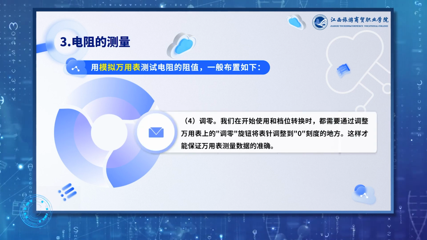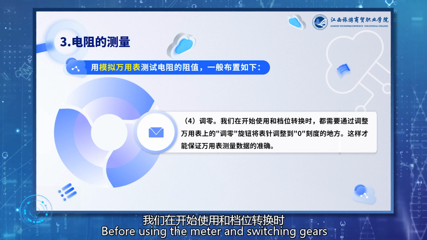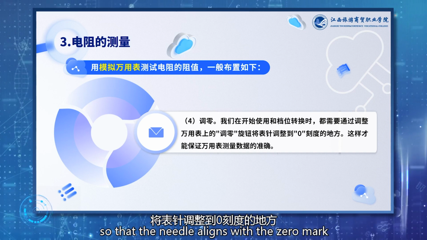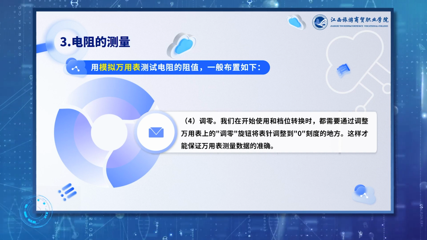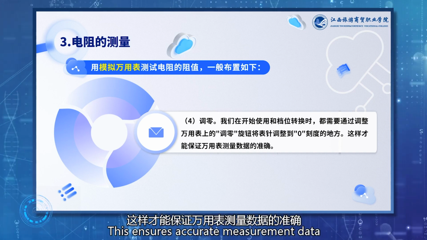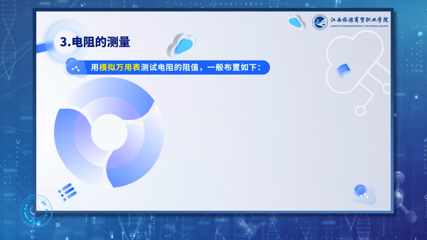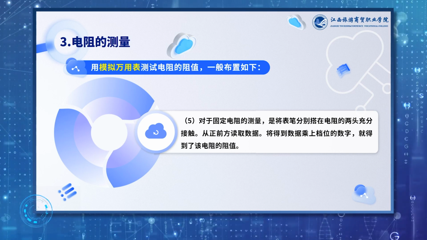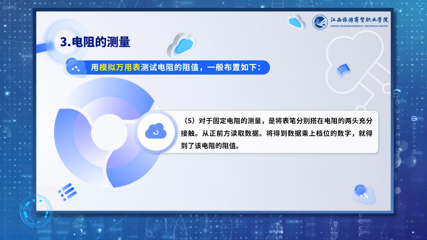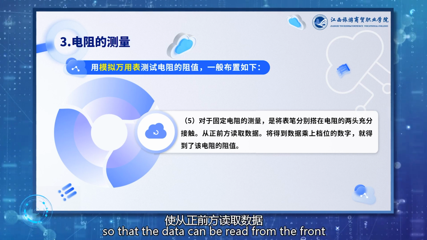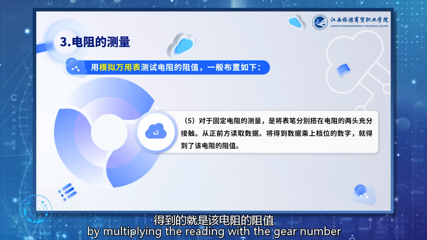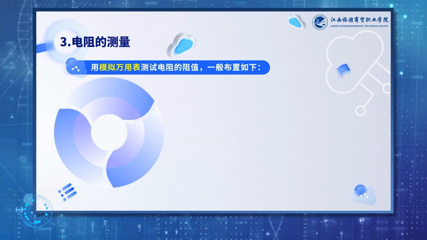Zeroing. Before using the meter and switching gears, adjust the zero knob on the multimeter so that the needle aligns with the zero mark. This ensures accurate measurement data. For measuring fixed resistance, place the probes on both ends of the resistor so that the data can be read from the front to get the resistance value by multiplying the reading with the gear number.